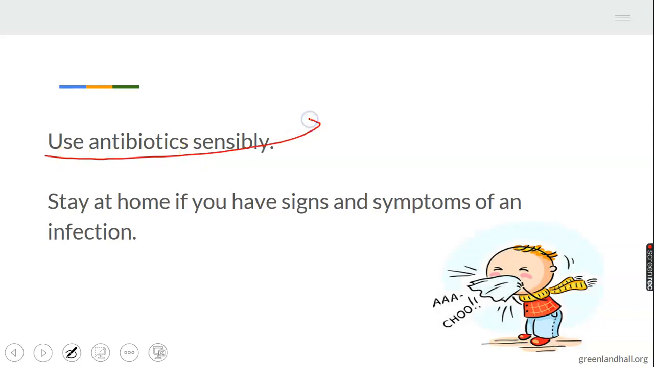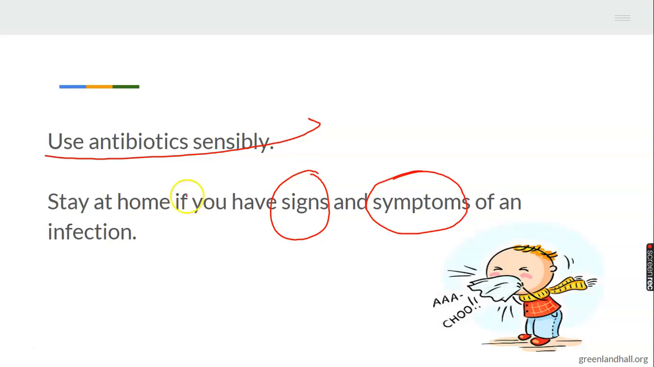How do you protect yourself from diseases? You stay at home if you have signs and symptoms of an infection. If you feel you have symptoms of an infection, just stay at home. Symptoms means signs. If you feel a certain way and you're now seeing the signs, just stay at home. Okay, stay back so people will not be infected. People will not also have it.